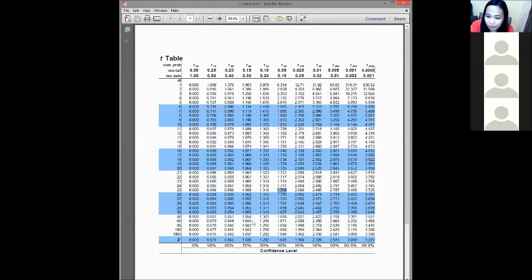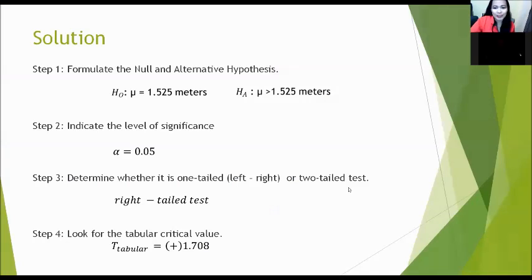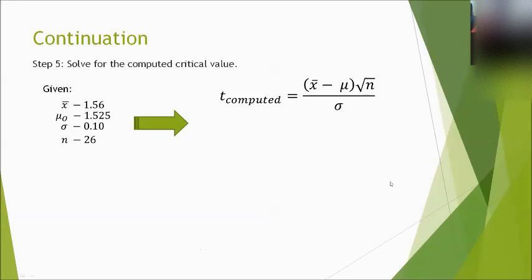1.708. Okay? So again, that's how you get the tabular. So going back, I think we finished step 4. For the tabular or critical value, we got the 1.708 based on the t-tabular or the t-table. Okay. Next, showing the next slide for step 5.